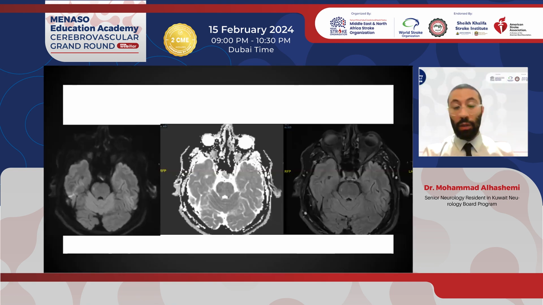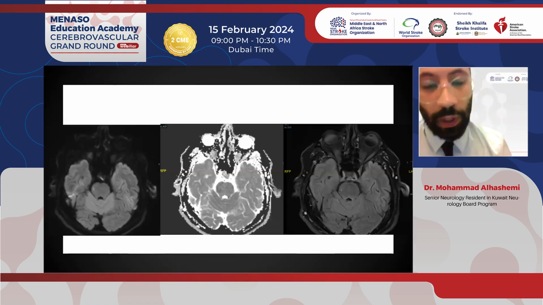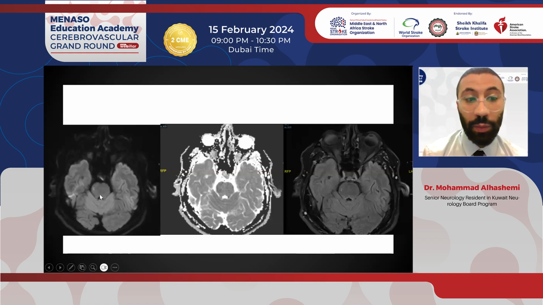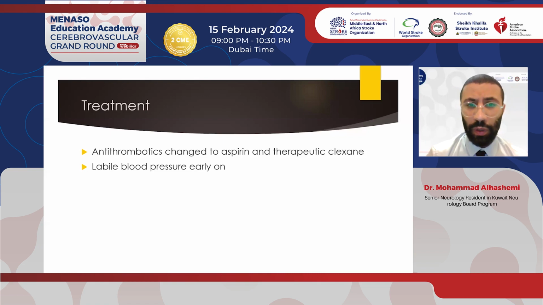The following day, the patient also had an MRI done, and it showed a right pontine DWI restriction, which couldn't be appreciated on the ADC, but it was also showing on the FLAIR, T2 FLAIR. And so the patient was started on antithrombotics. His antithrombotics were changed to aspirin and therapeutic Lovenox.